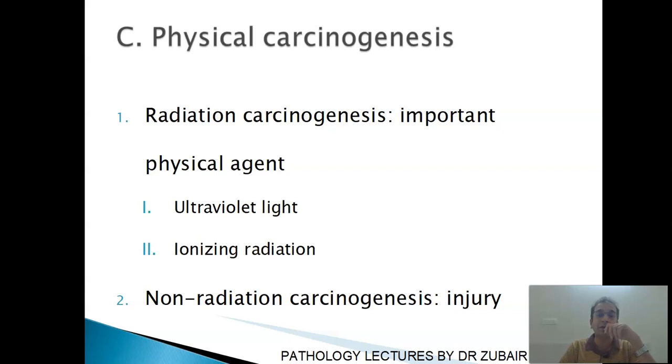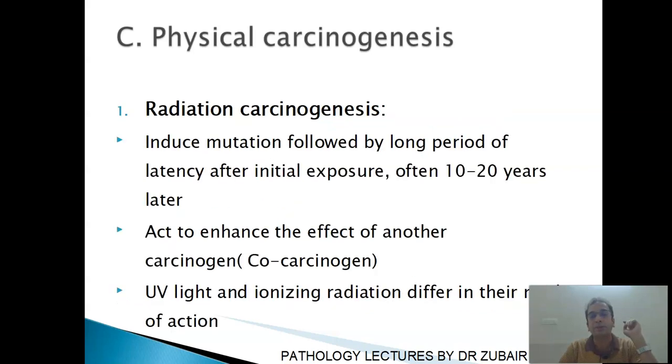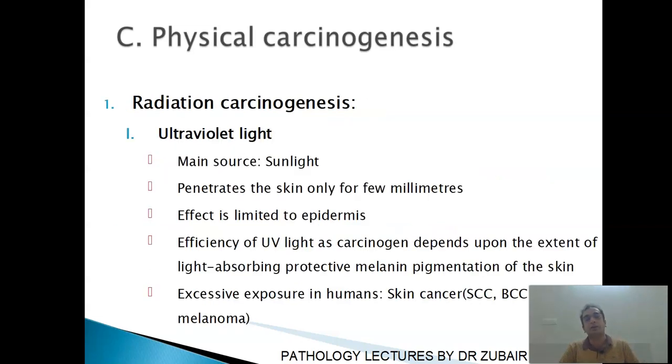Coming to physical carcinogens, we know that they are radiation carcinogenesis caused by ultraviolet light and ionizing radiation, and non-radiation carcinogenesis, such as injury. Radiation carcinogenesis induces mutation followed by a long period of latency. After an initial exposure, often for 10 to 20 years, they act to enhance the effect of another carcinogen called the co-carcinogen. UV light and ionizing radiation differ in their mode of action.